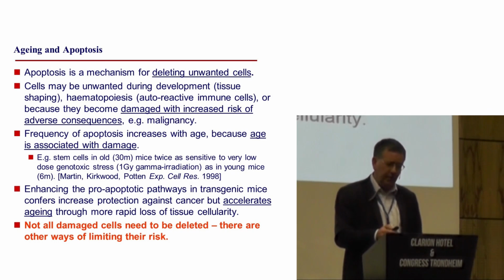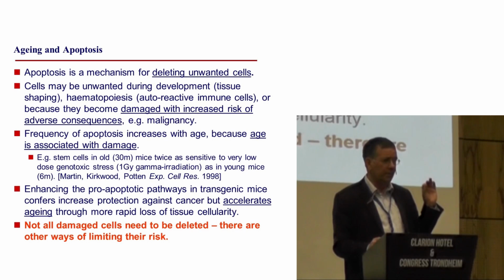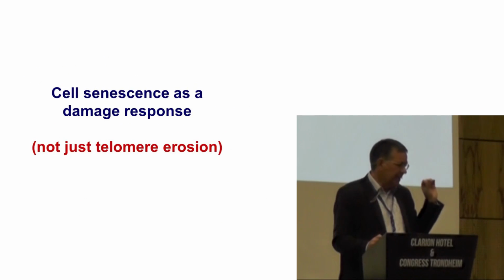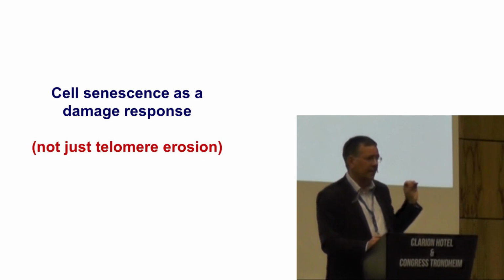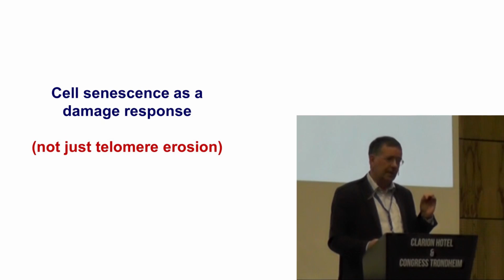So this leads to the conclusion that not all damaged cells need to be deleted. You need to get rid of the high-risk ones, but the other ones, it may be better to keep them around. This led us, and this has become apparent really only over the last 3, 4, 5 years within our group, to the view that cell senescence is the alternative damage response.